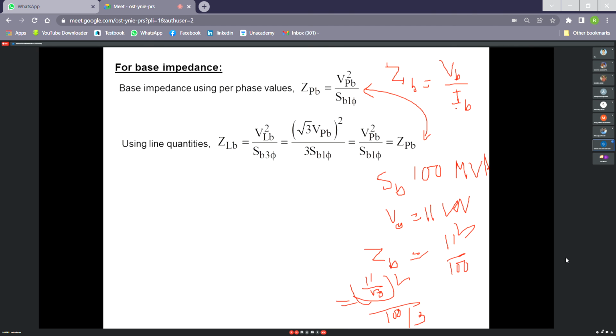Okay, ma'am. From there we are calculating. And this line, this 11 by root 3, is not for the star or delta. It is for the phase quantity and line quantity. Understood?